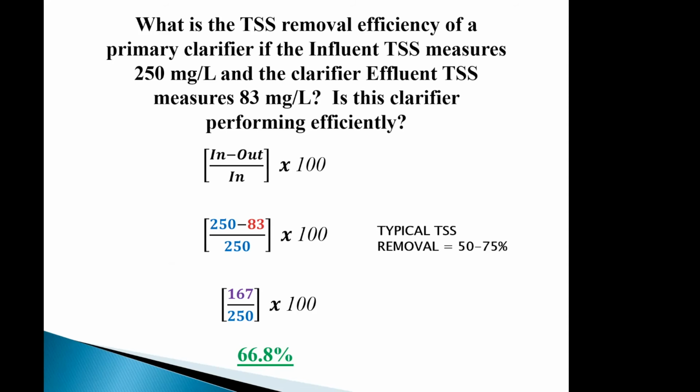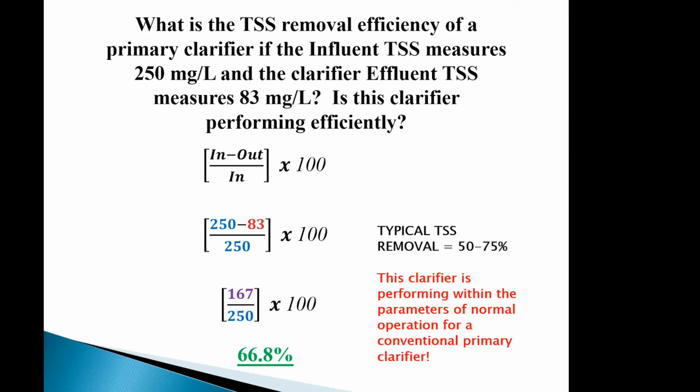Wastewater treatment has been operating largely the same for over 100 years now, so we've got a lot of historical data to go off of. So if I'm supposed to be in the 50 to 75% range and I'm removing just under 67%, then I would say this clarifier is performing within the parameters of normal operation for a conventional primary clarifier. And that might be something that, for example, you have to write a paragraph on. This could be an essay question: you calculate this efficiency, explain why or why not this clarifier is performing correctly. Having some of these references, understanding what the removals should be, can help you assess whether a process is working well or not. Make sense? Okay.